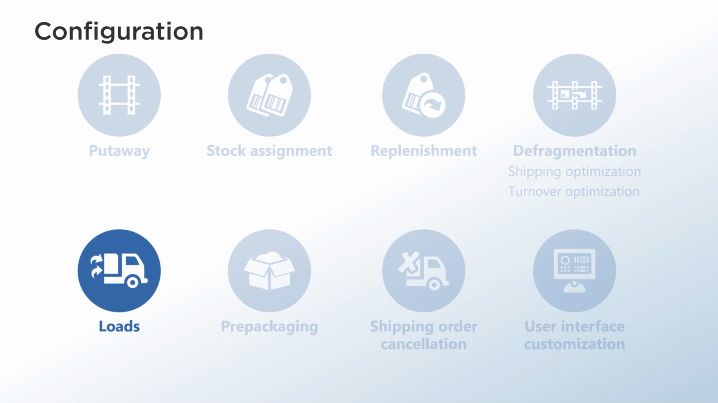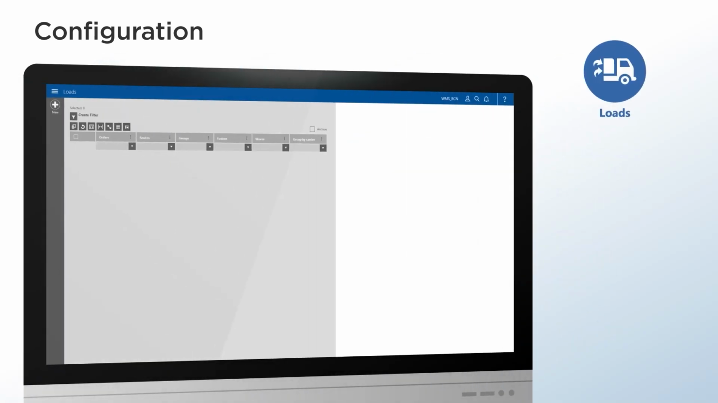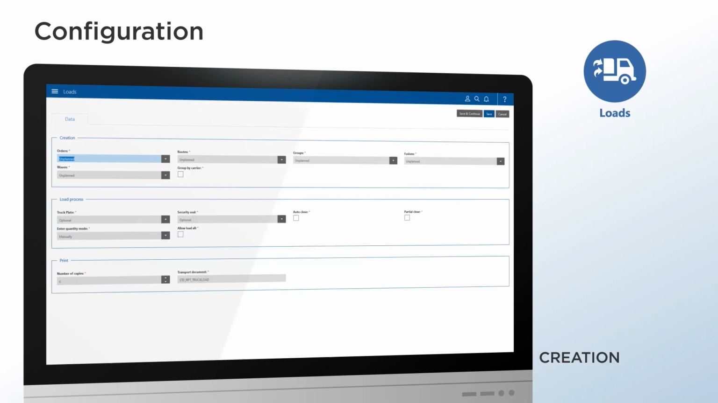Loads. The loading process can be configured to meet the specific needs of the warehouse, making the process safer as well as simpler for the operators. Each configuration defines the creation, whether creation is automatic, manual, or unplanned for each type of shipping: orders, routes, grouping, mergers, and waves. The process determines the behavior of LPN recording, seal recording, self-closing, partial closing, quantity entry mode, and allow to load everything.